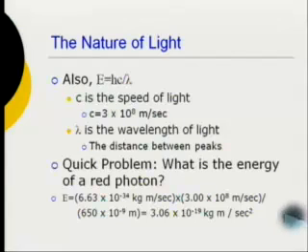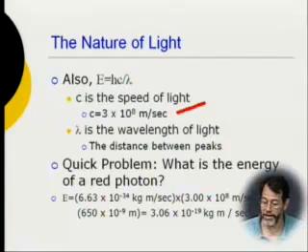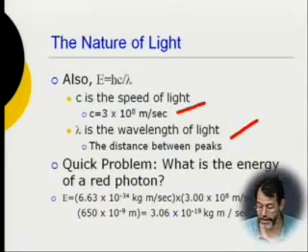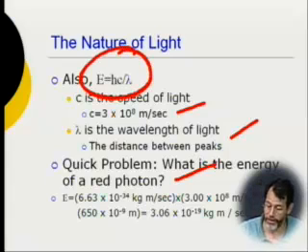Okay, so c is the speed of light. Lambda is the wavelength of light. So here's a quick problem. What is the energy of a red photon? Well, to do a red photon, you're going to use this expression right here. So E is equal to hc over lambda.